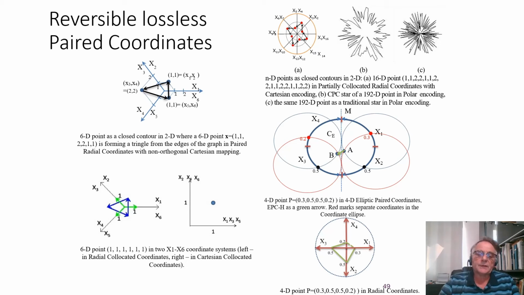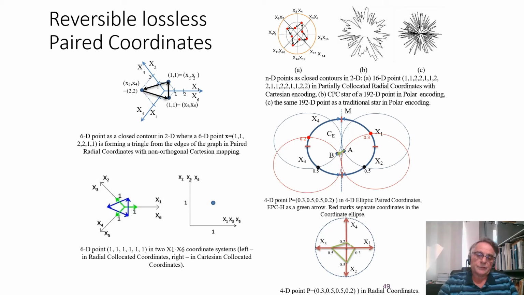The first one is based on radial coordinates and collocated, so it's a combination of them, where coordinates x1 and x6 are collocated, x2 and x3 collocated, x4 and x5, and as a result the 6-dimensional point is now represented as 3 points connected together. A similar idea actually allows representing very high-dimensional points. For example, here you can see a 192-dimensional point built in this way.